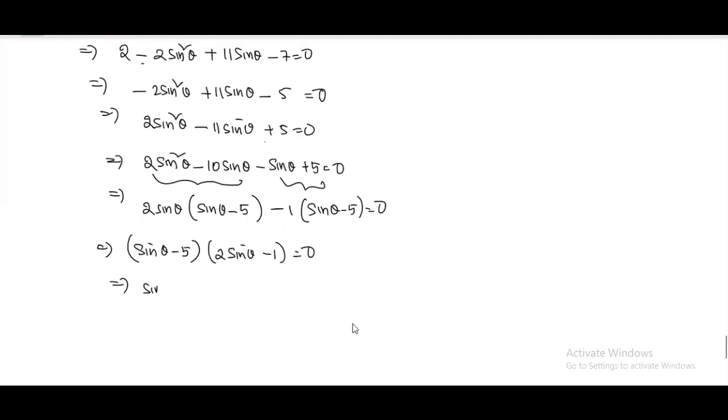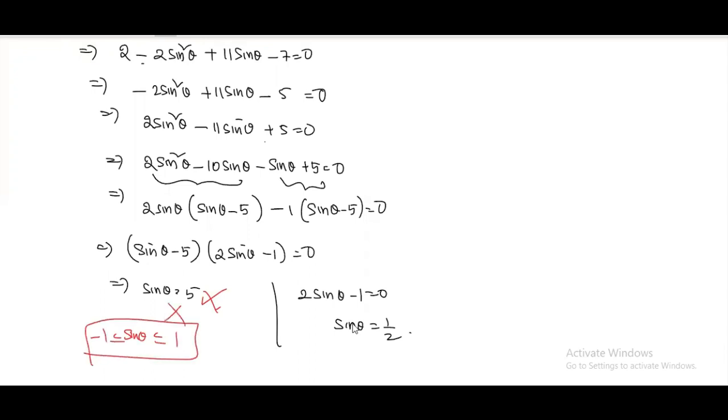So from here, I will get sin theta is equal to 5. And the other case is 2 sin theta minus 1 is equal to 0, from where you will get sin theta is equal to 1 by 2. This first condition is not at all possible because we know very well sin theta value lies between minus 1 and 1 only. So this case is not possible.